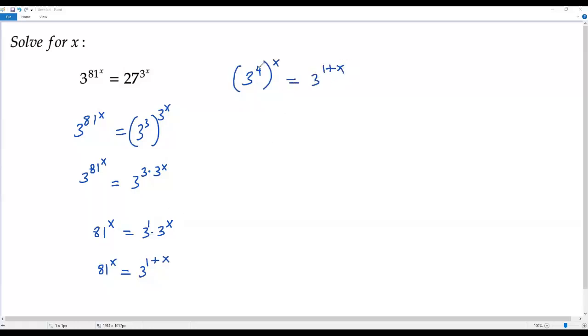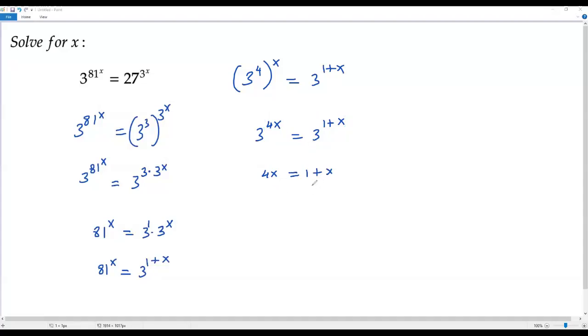Here again we can use the power of a power rule. That is, we can multiply these two exponents. Then I'm getting 3 to the power of 4x equals 3 to the power of 1 plus x. Now two terms are equal with the same base 3. Since these two terms are equal with the same base 3, we can equate the exponents. That is, 4x equals 1 plus x. I just equated these two exponents because the base on both sides is the same.